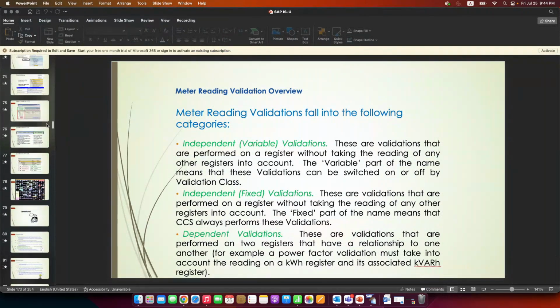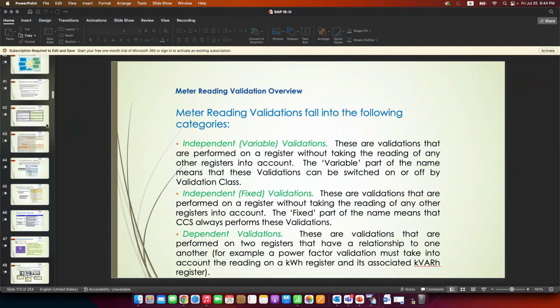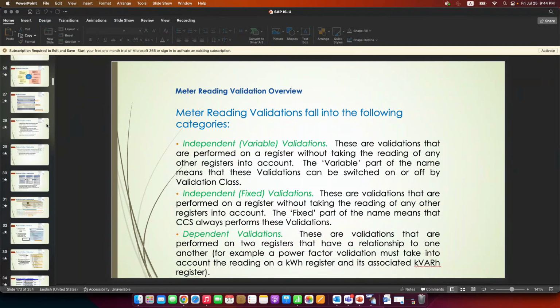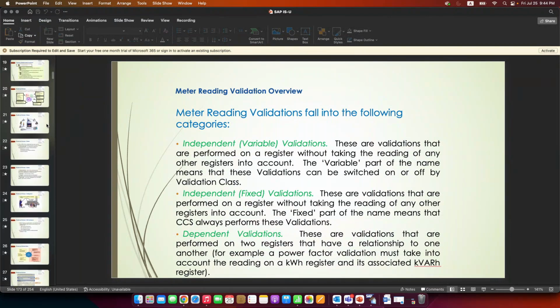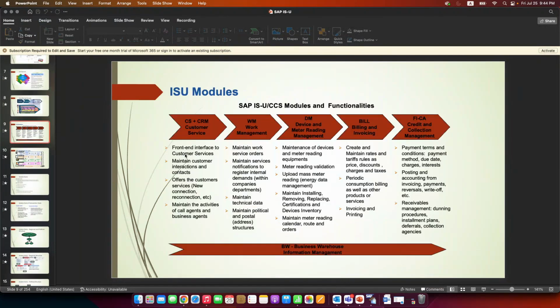We do have different business processes as part of your customer service or customer engagement. Now, the first and foremost thing is your customer service is basically meant for customer queries, customer interaction, customer handling.